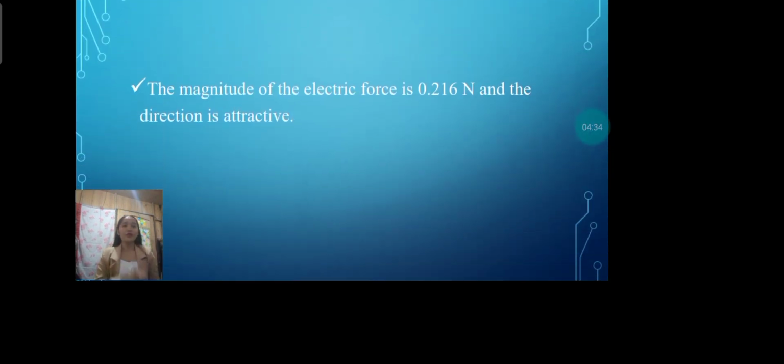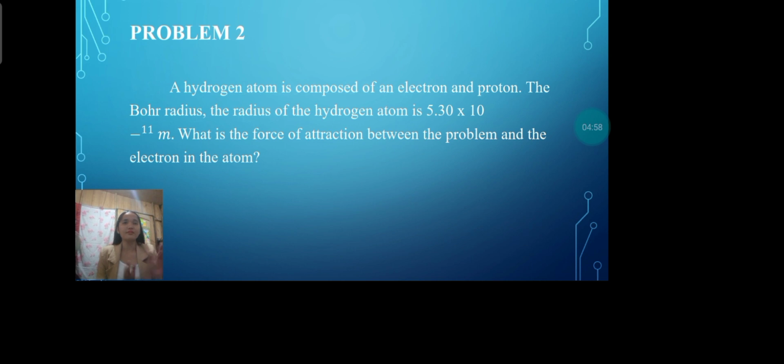Therefore, the magnitude of the electric force is 0.216 newtons, and the direction is attractive. This is the answer for problem 1. Since I prepared two problems, let us move on now to the second problem.